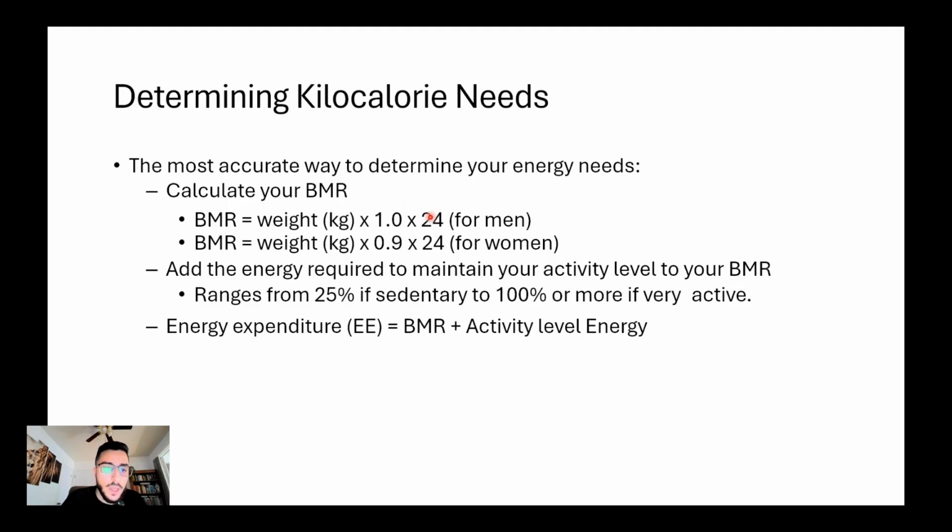24 hours a day. In general, men tend to spend for their BMR 1 kilocalorie per kilogram per hour of a day. Women is 0.9 kilocal per kilogram per hour in a day. Okay, and this will give you your basal metabolic rate. If I give you the weight in pounds, you need to know how to do this.